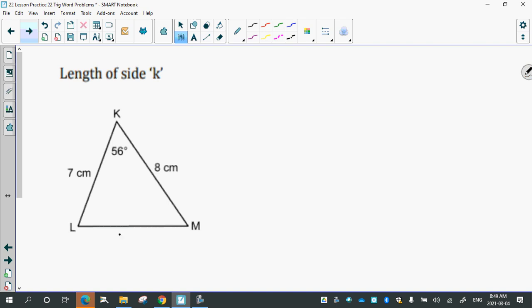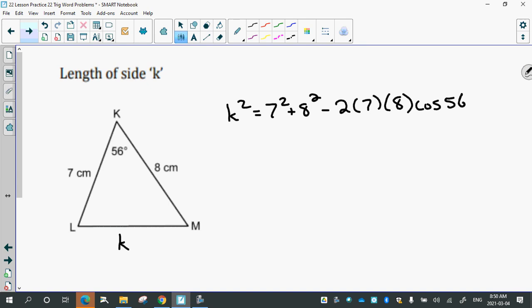So this is a little k, and that's what we want to find. We don't have a side angle pair, so sine law's out. It's not right angled, so we're in cosine law. So little k squared is going to equal 7 squared plus 8 squared minus 2 times 7 times 8 times the cos of 56.